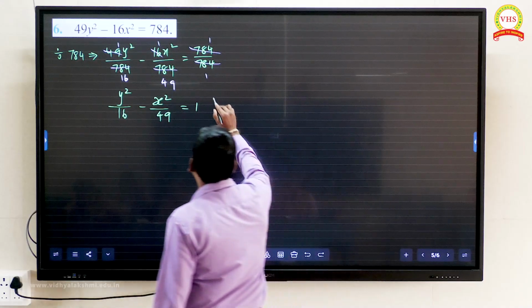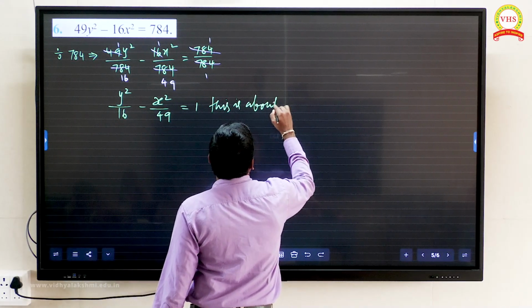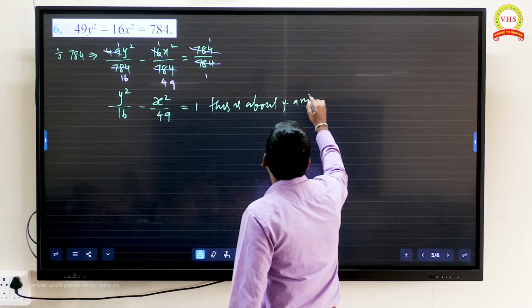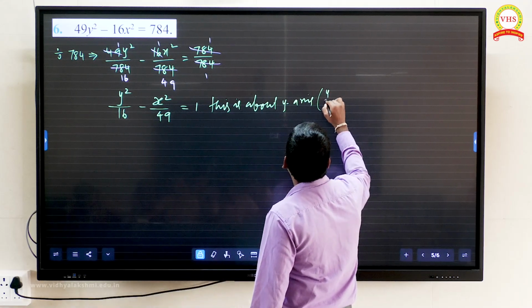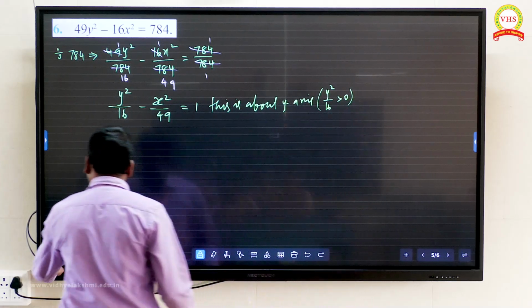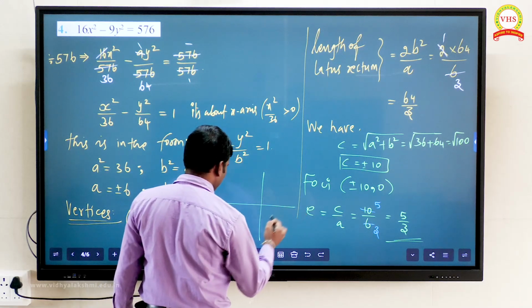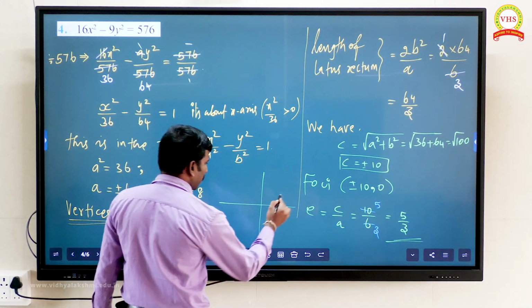Y axis. So this is about the y axis, meaning y square by 16 is greater than 0. So children, in the previous one, if you want to draw the diagram, you can draw. It's about the x-axis in the sense. The diagram will come like this, right?